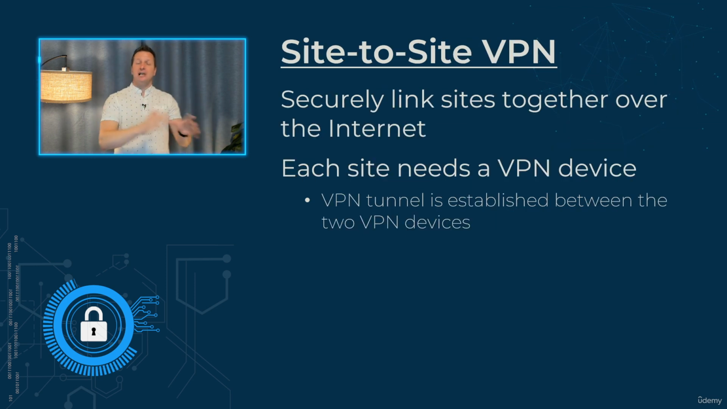So we've talked about a client-to-site VPN. We can also have site-to-site VPNs, perhaps to link branch offices over the internet in a secured manner. So in this case, each site would need a VPN appliance, both networks. In the case of a client-to-site VPN, only the target network needs the VPN device. So what happens then is the tunnel gets established between the two VPN devices at each of those locations.